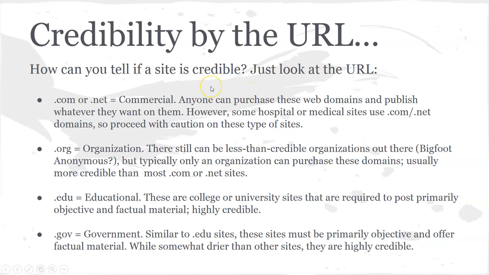The best way to determine if your site is credible is looking at what we call the domain name, which is that .com or .org at the end. If it's a .com or .net site, just be careful, because these are commercial sources, so anyone can purchase a web domain and publish whatever they want on a .com or .net domain. Obviously, they're cheap, so some hospitals or medical sites will use .coms, and those are obviously credible, so just use your best judgment on those.